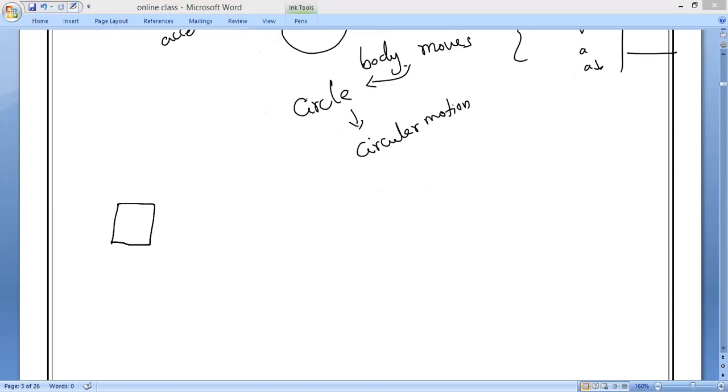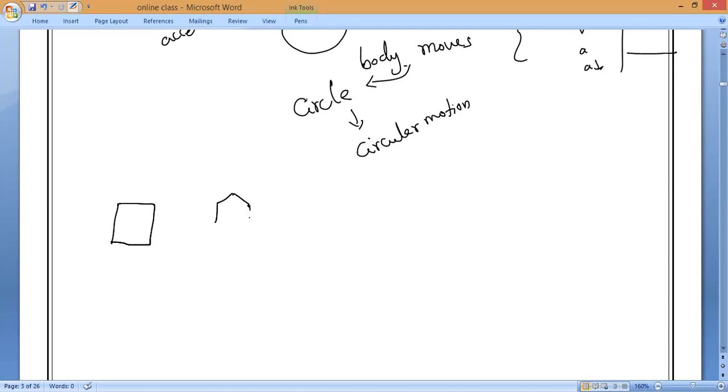A square track has 4 sides. If we take a hexagon, hexa means 6, so it will have 6 sides. Now, in the same way, if we take an octagonal track, octagonal means it will have 8 sides. So you can notice it.